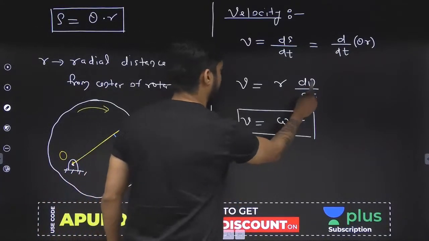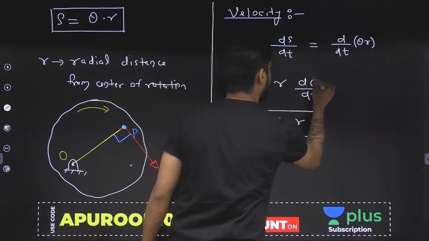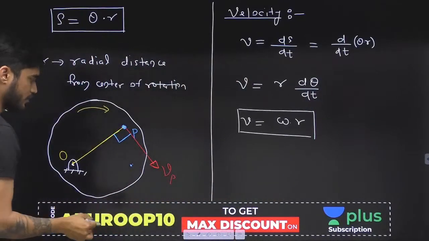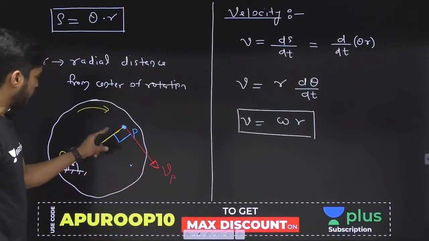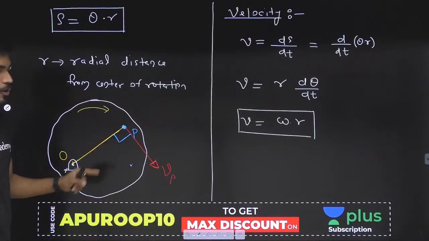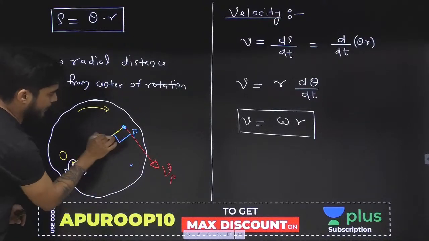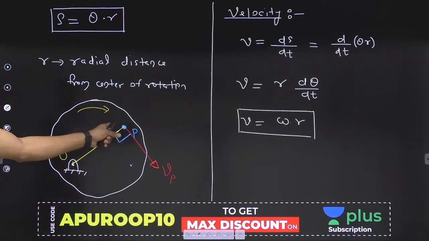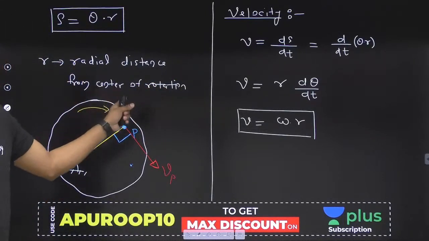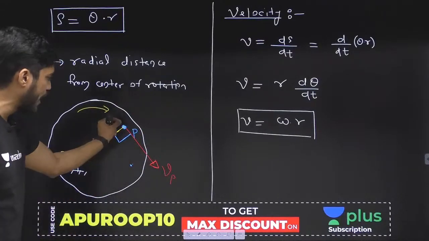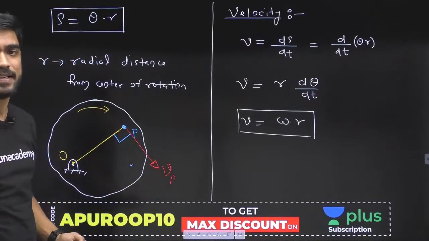This is d theta by dt. Okay, so do you understand how to find the direction of velocity? At any point, if you want to find the direction of velocity, join that point with the center of rotation and draw the velocity perpendicular to that line. So this is the magnitude of velocity, this is the direction of velocity. Yes, tangential. This is known as tangential. At any particle, at any point, velocity is tangential to the path.